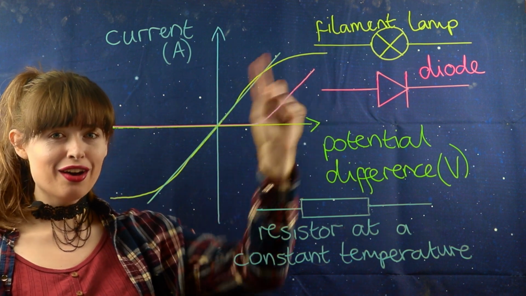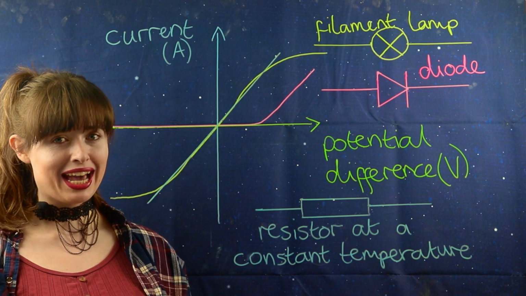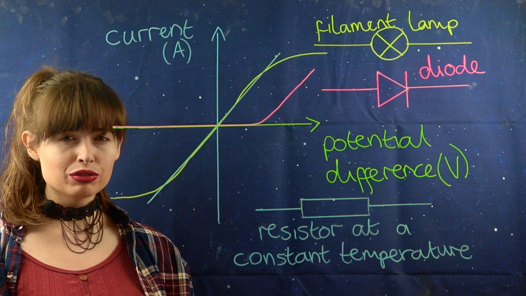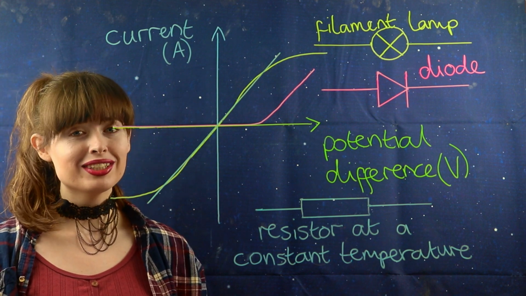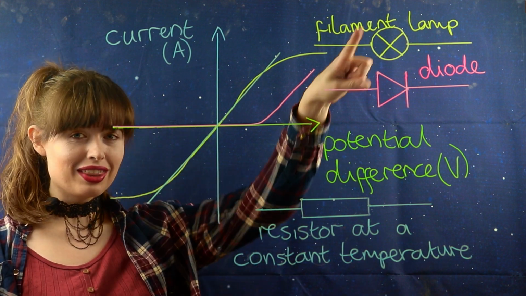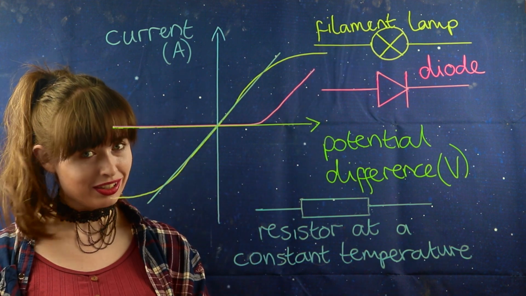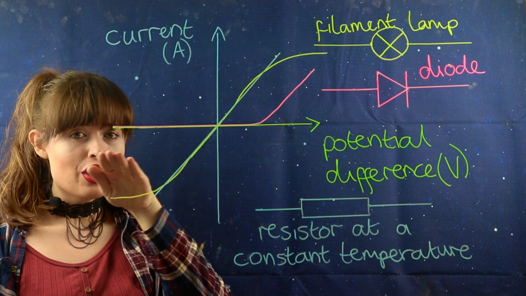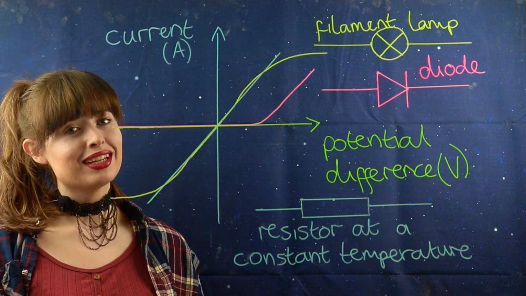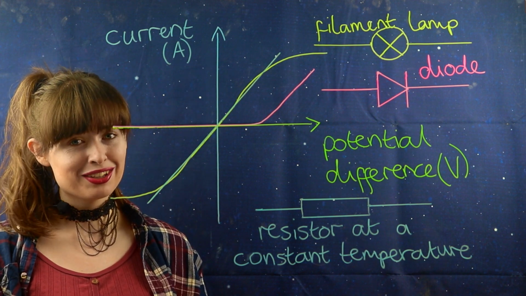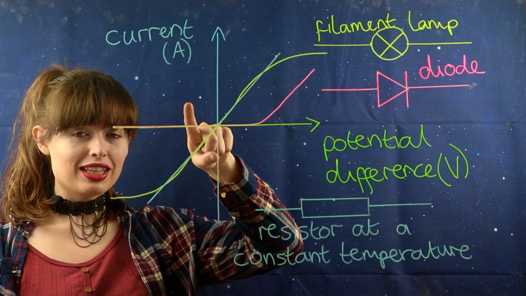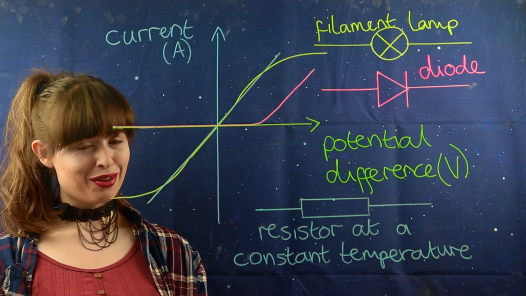Here we have the curved IV characteristic of the filament lamp, remembering that it curves as the filament heats up, the amount of electrical resistance increases, which means the current can only increase at a slower rate. And finally, we have the graph for the IV characteristic of our diode, and we see that at low values of potential difference there's no current flowing, and then suddenly at a particular value of potential difference that's dependent on the material the diode is made out of, there's a dramatic decrease in resistance which causes this rapid increase in the flow of current.